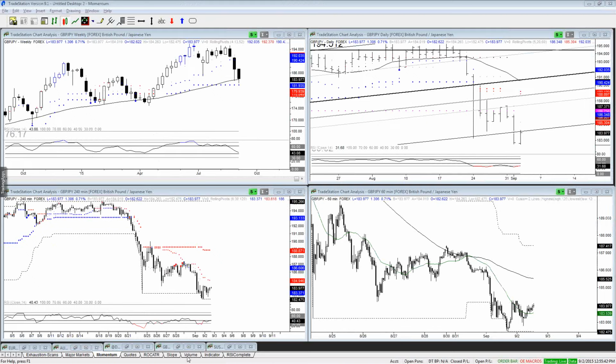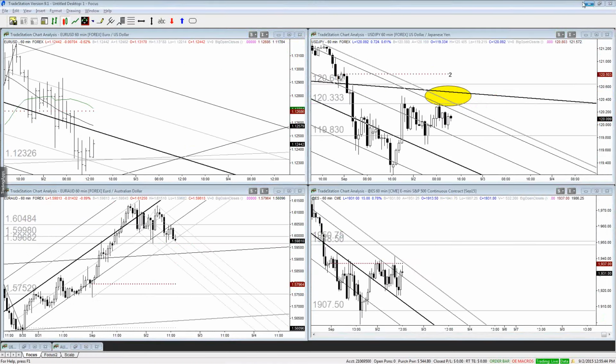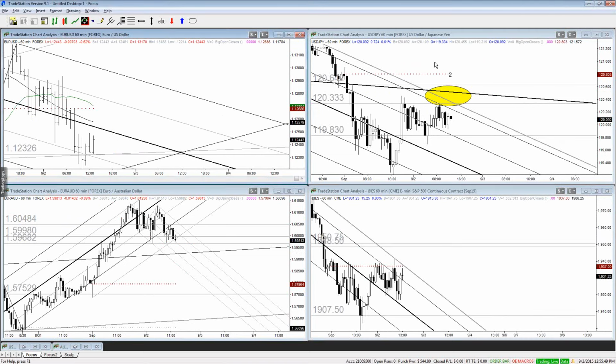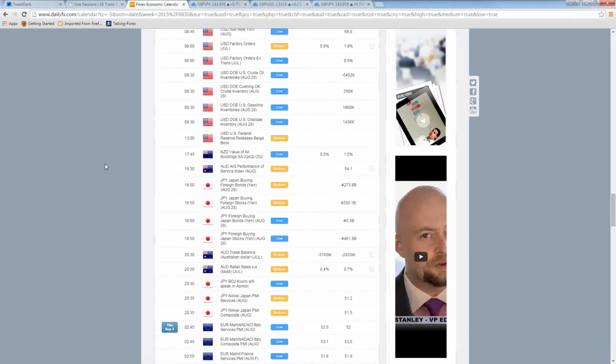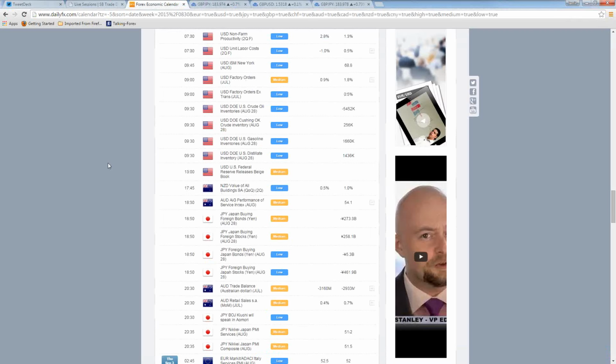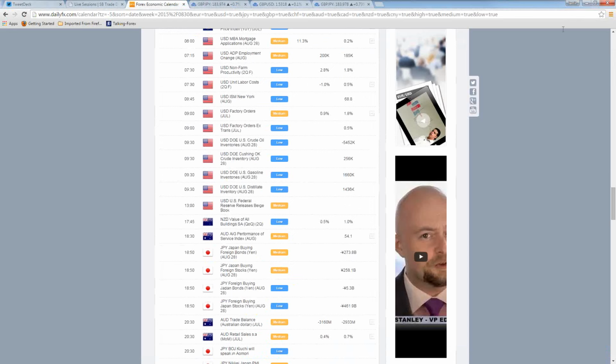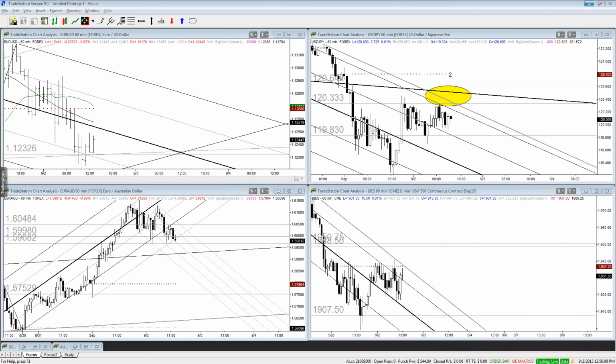So what's going on? Euros ticked up a little bit. Dollar yen's doing nothing. We got the Beige Book here in a couple minutes, right? I don't know what's going to happen with the Beige Book. I'll stay on and look at it.